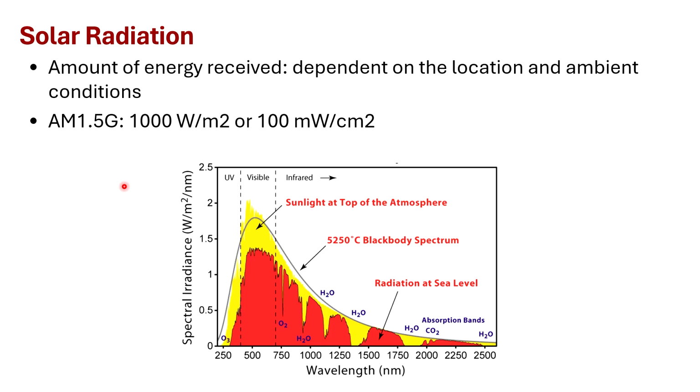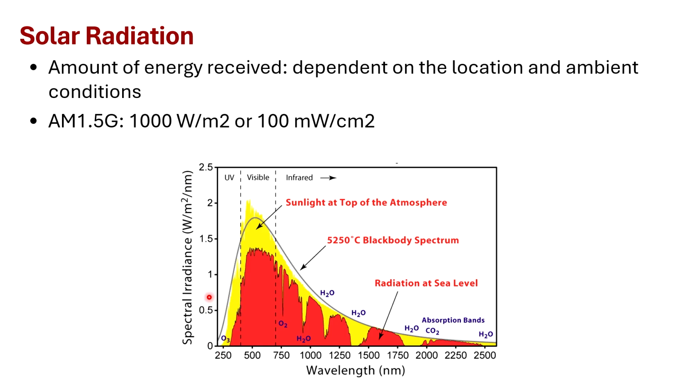Typically, we characterize the standard radiation for photovoltaic devices, especially in terms of measurement, as AM 1.5 G, where G means global, and AM 1.5 is sort of the average of the solar energy that you receive during the day, and this is basically 1000 watts per meter square or 100 milliwatt per centimeter square.